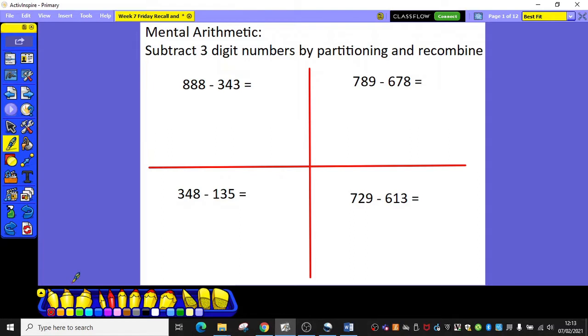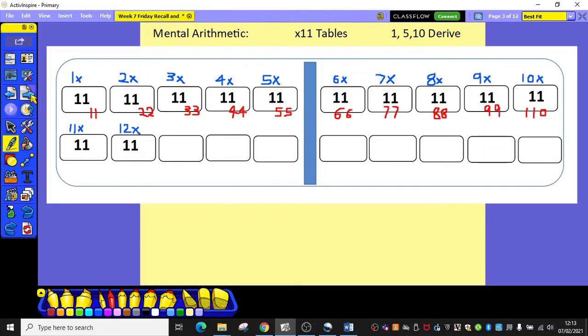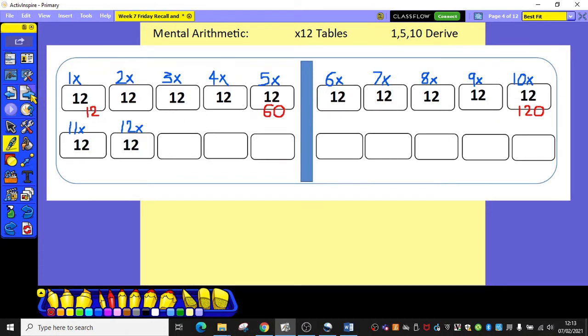Welcome back, Year 4. I'm just going to reveal the answers to the questions. Once you've managed to tick your answers, we're then going to move on to today's maths. Now, today is all going to be about focusing on the 11 times table and also the 12 times table.